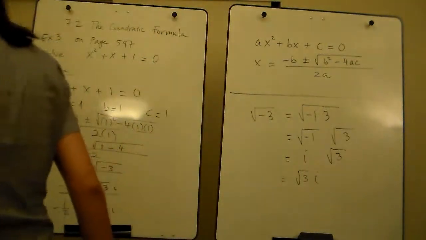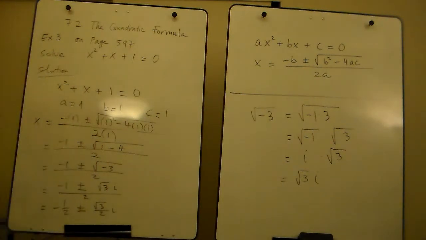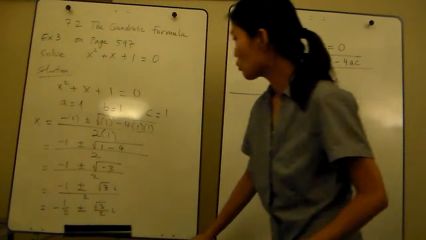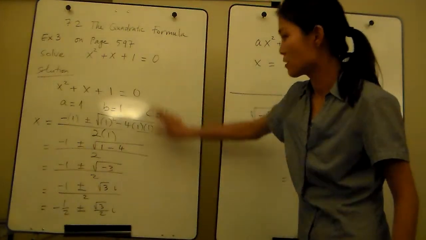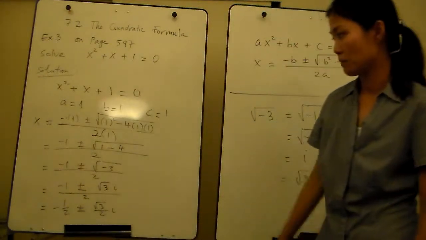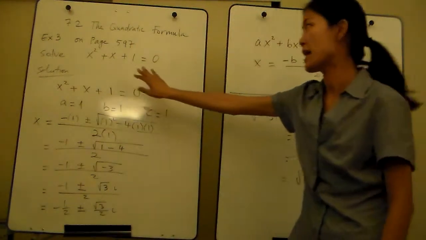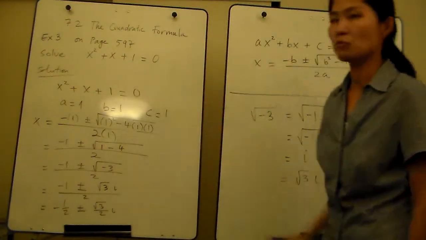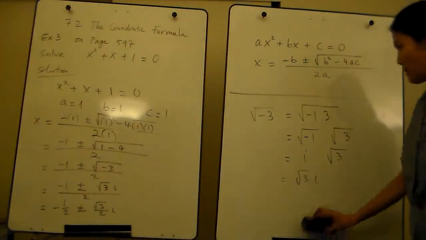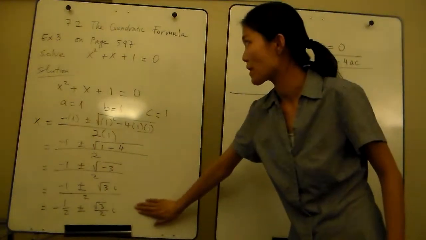And let me see anything else that I need to talk about. That's pretty much it. So the solutions of this equation are these two. And if you're interested, you can substitute each value of x into this equation and simplify; you should get the left-hand side equal to the right-hand side. Okay? So this is the answer for example 3.